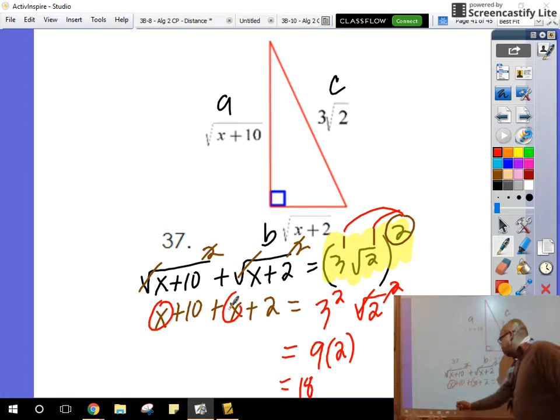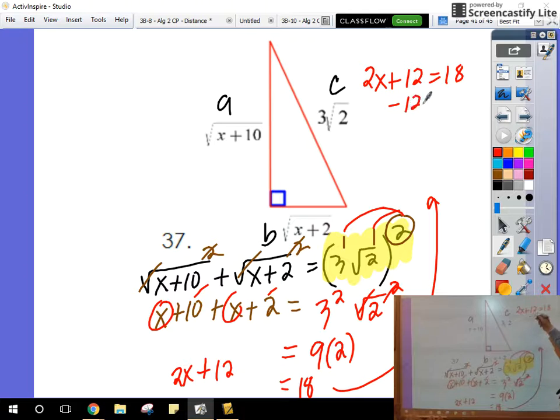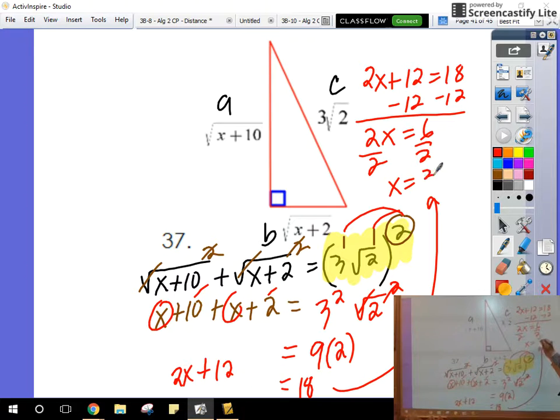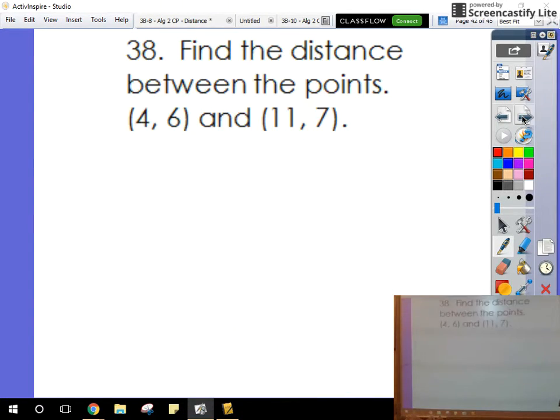x plus x will give you 2x. 10 plus 2 will give you 12. So right now your equation will be 2x plus 12 is equal to 18. Minus 12, minus 12. 2x equal to 6. Divided by 2. x equal to 3. Okay? All right. Let's move on here.